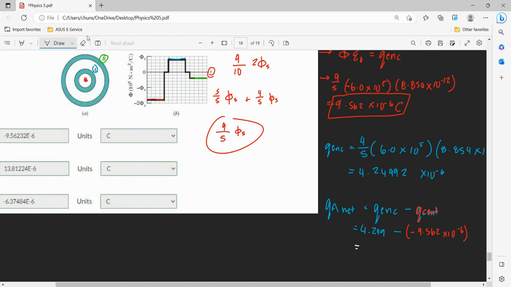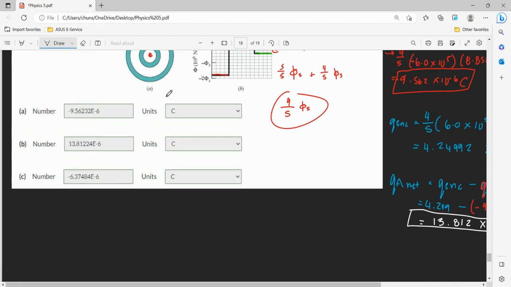So then our total becomes, so then this is plus 9.562 times 10 to the negative 6. And this will be 13.812 times 10 to the negative 6 coulombs for our net charge. All right. Okay, so now for B, we're going to use all three.